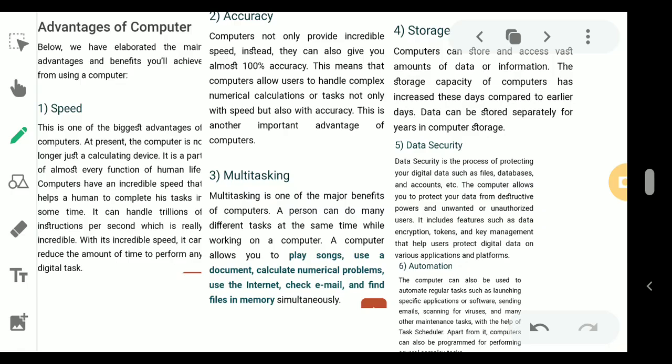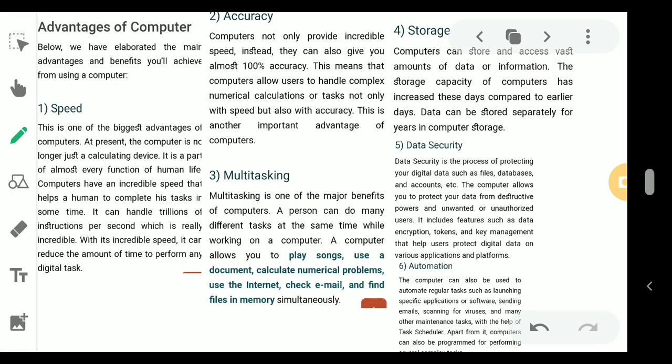Okay, and now another one is automation. The computer can also be used to automate regular tasks, such as launching a specific application or software, sending emails, scanning for viruses, and many other maintenance tasks, so that there may not be a need for human intervention.